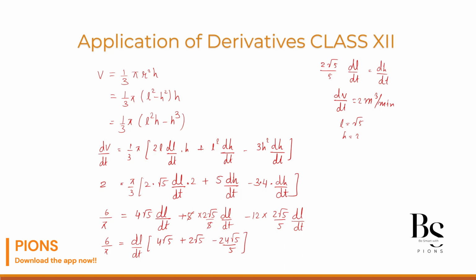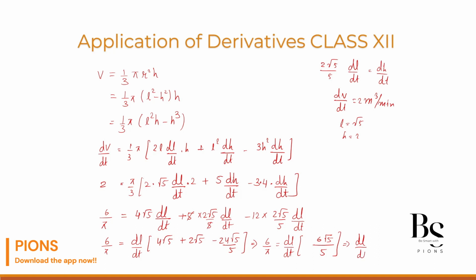Correct? That can be further simplified. 6 by pi equals dl by dt into, let's take LCM 5, 20 root 5 plus 10 root 5 minus 24 root 5. Correct? Great. Now 20 plus 10 is 30, 30 minus 24 is 6. So let me write it here: 6 root 5 whole divided by 5.